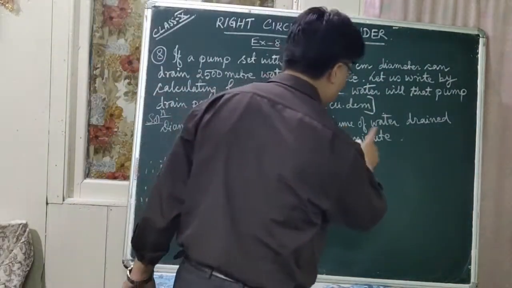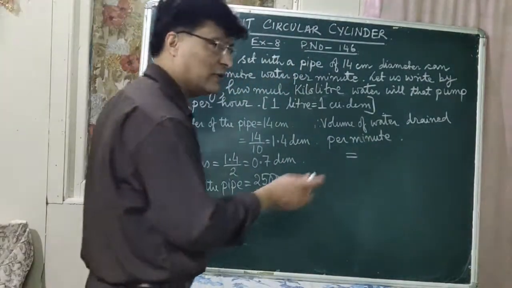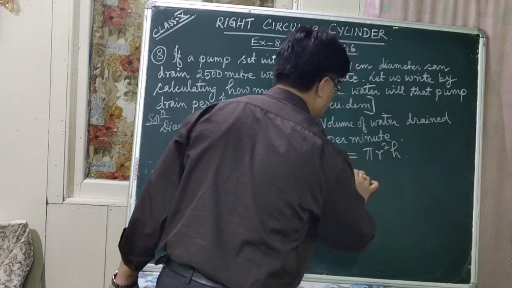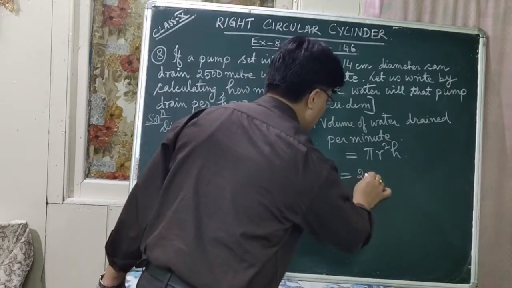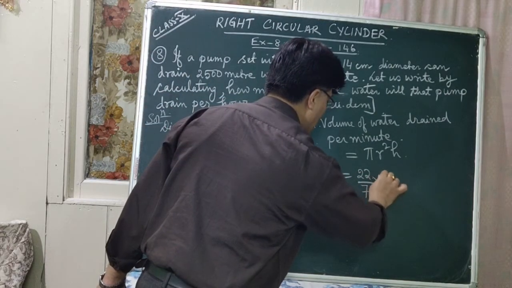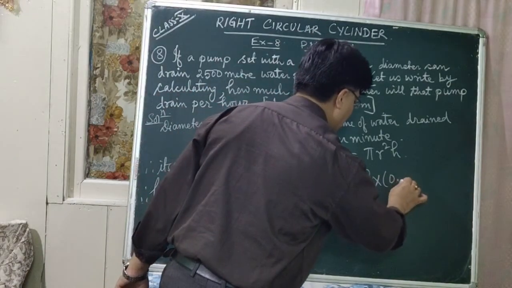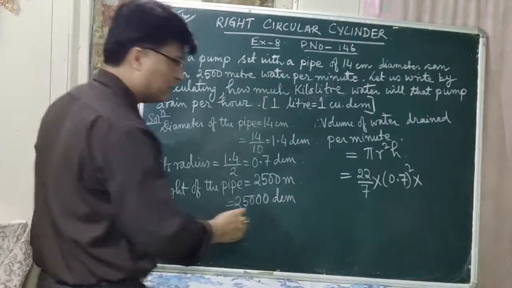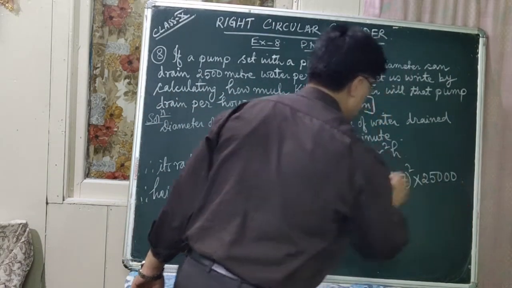So what is the formula for volume of water drained per minute? This is just like your volume of the cylinder. What is the volume of the cylinder? Pi R square H, which is equal to, what is the value for pi? It is 22/7. What is the radius in this case? 0.7 whole square into, what is the height of the pipe? It is 25,000, right?